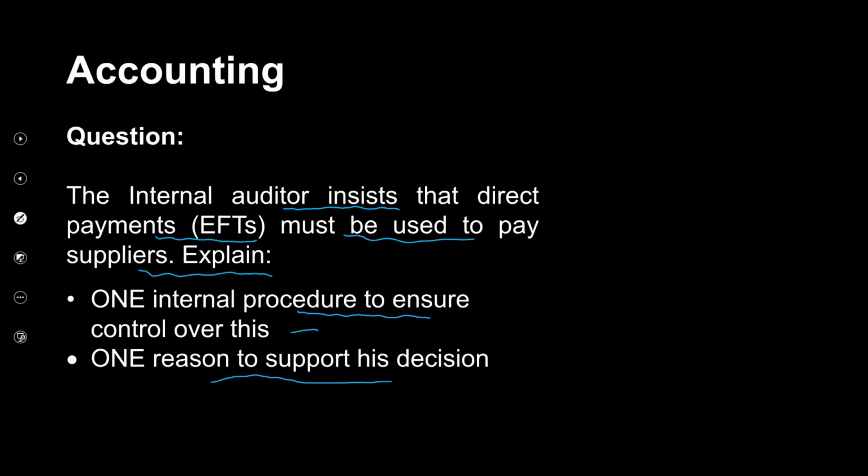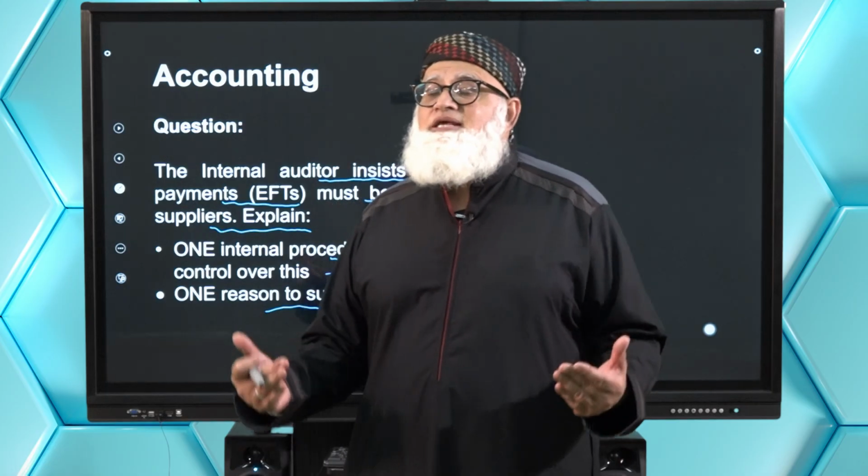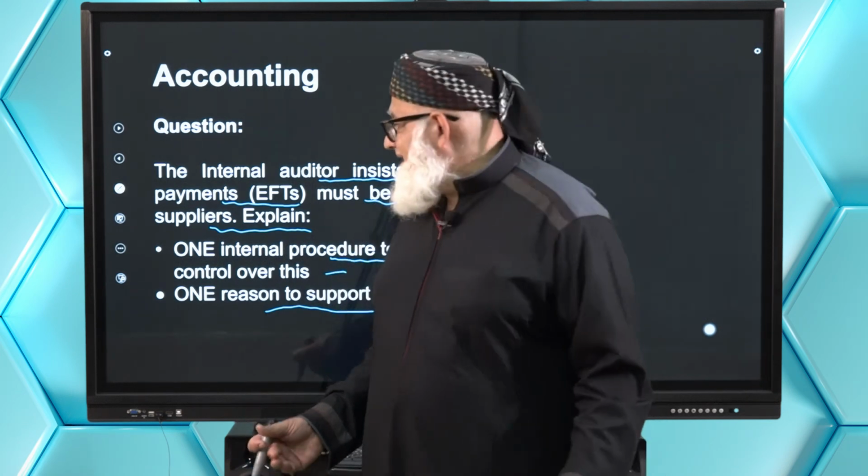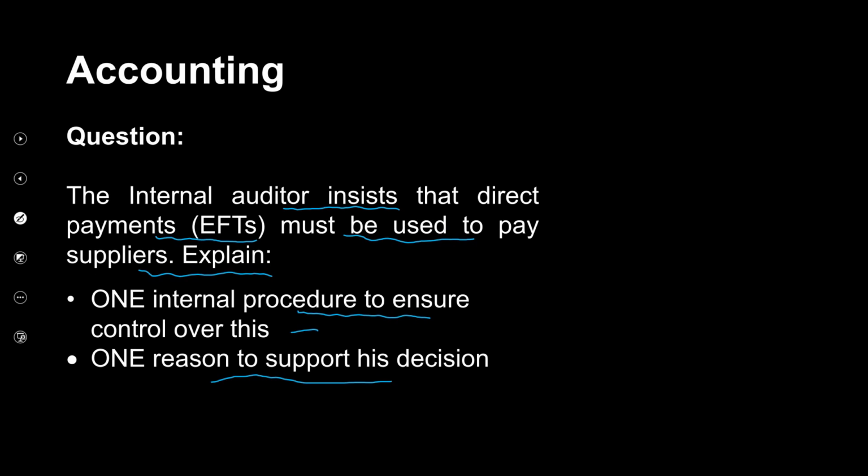Right, okay. So the question says, the internal auditor has insisted that EFTs must be used to pay suppliers. We've got to explain one internal procedure to ensure the control over this. That means even although you're making payments by EFT, you still need to have internal control over it, right? And secondly, one reason to support the decision.